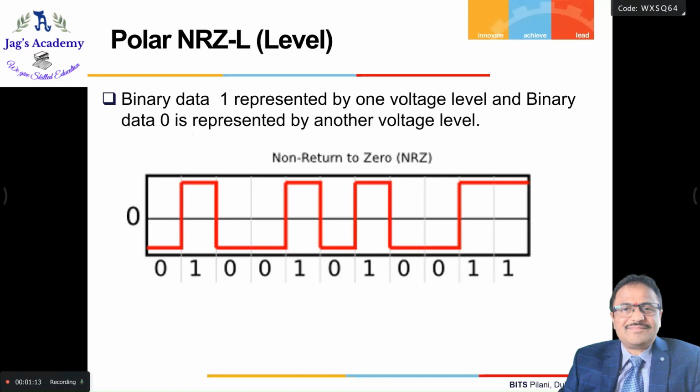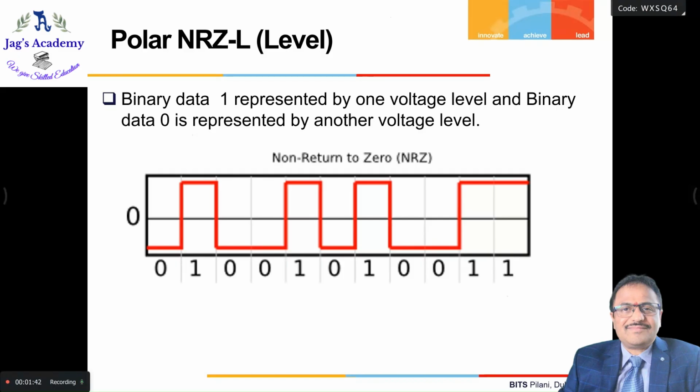Next one is polar non-return to zero. It's very simple, very easy to remember. Now, see, these are the data. Polar non-return to zero. Just see the name itself. Polar non-return to zero means it does not return to zero at TS.